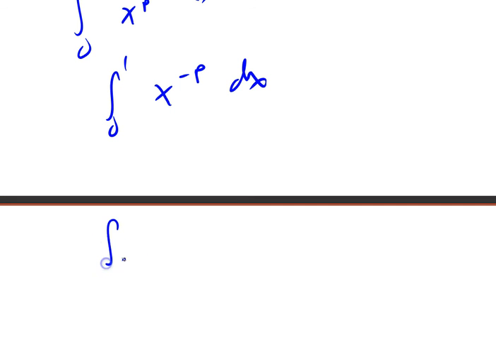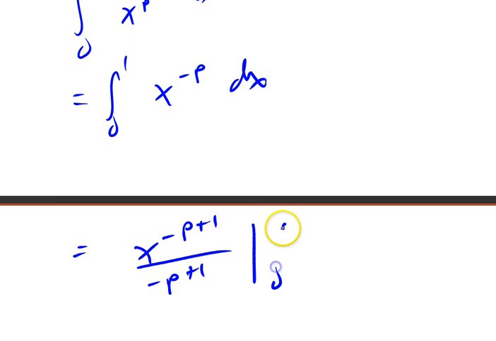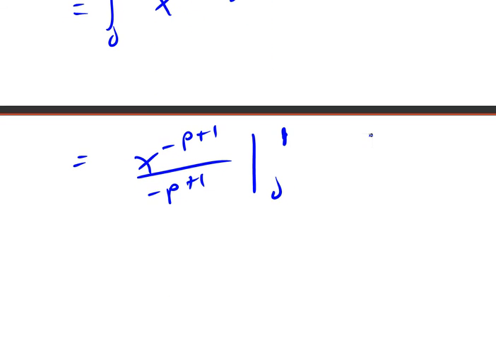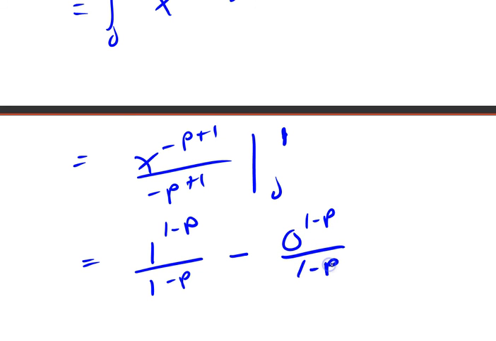So that's equal to x to the minus p plus 1 divided by minus p plus 1, evaluated between 0 and 1, which would be a 1. Again, I'm going to write this as 1 to the 1 minus p over 1 minus p, minus 0 to the 1 minus p over 1 minus p.